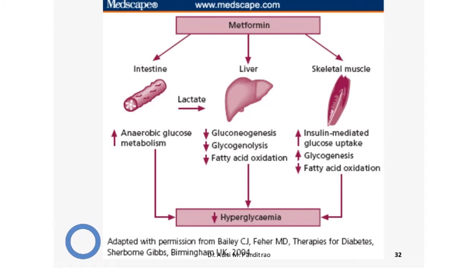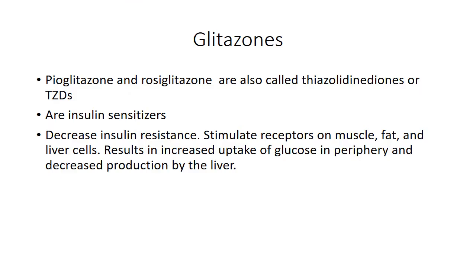And by acting on the intestine, it increases the anaerobic glucose metabolism that leads to decrease in the hyperglycemia. So that is why metformin decreases the blood glucose level by acting on skeletal muscle, liver, and intestine. Because of this anaerobic metabolism, metformin in patients with liver impairment and renal impairment can cause lactic acidosis.